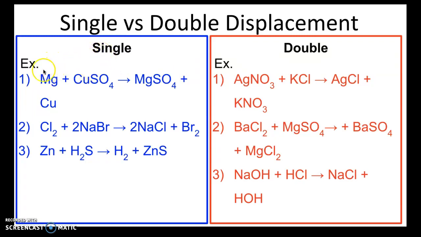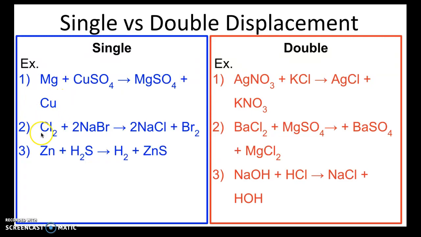So I like the word single because in a single replacement or exchange reaction, we have a single element as a reactant and we have a compound or a couple as a reactant. And what happens is the single reactant is going to replace one of the parties in the couple. So in this case, the magnesium metal will replace the copper cation, forming magnesium sulfate. And now the copper is off and single.